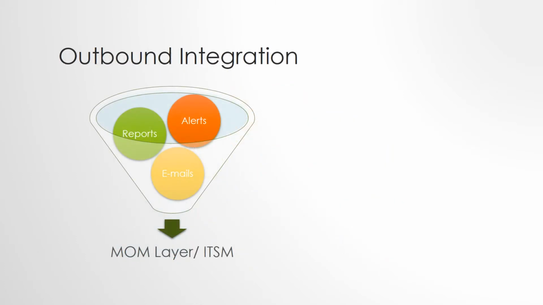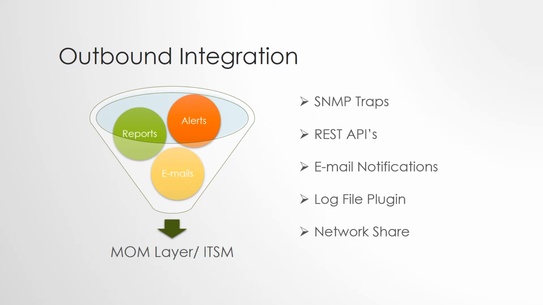There is another kind of integration in which the data is going out of Realize Operations Manager. This data can be a report, an alert, or an email notification which is being sent to the MoM layer or ticketing tools like Snow. MoM layer can be any tool which does the work of alert aggregation and deduplication, for example, Moogsoft. These outbound integrations are done using the different plugins available in Realize Operations. These plugins can be SNMP traps, REST APIs, email notifications, etc. Don't get confused about them, we'll be talking about them in the later section of the video.